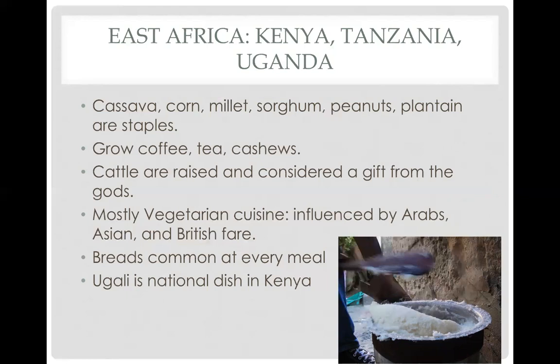They also grow coffee here. They do consider cows sacred and a gift from the gods, and they're mostly vegetarians. Breads are very common, so you might have a bread that's similar to what we just saw. They also have a dish called ugali, and this is a very thick, doughy cornmeal porridge that's shown in this picture here and is quite a staple.